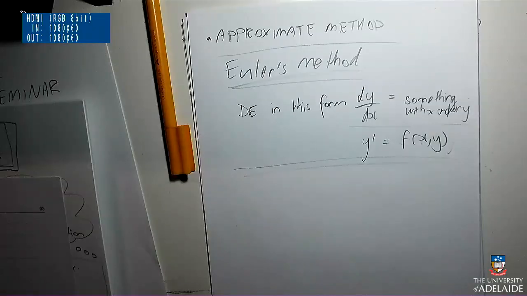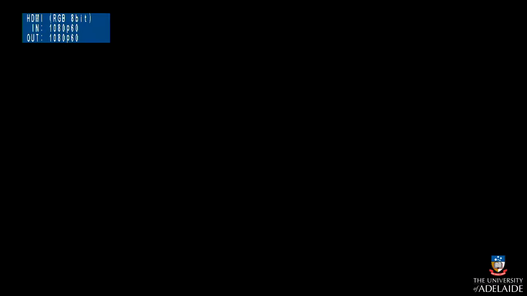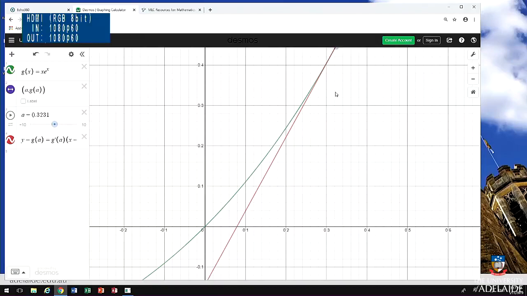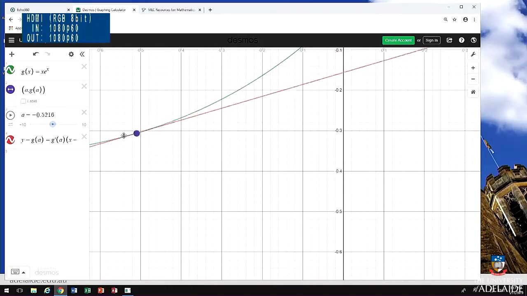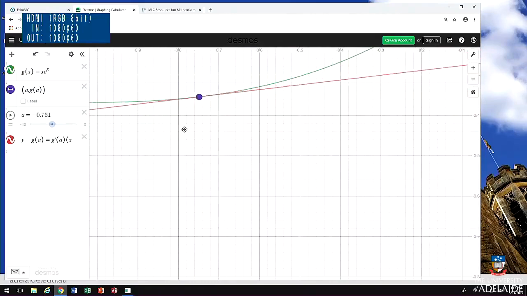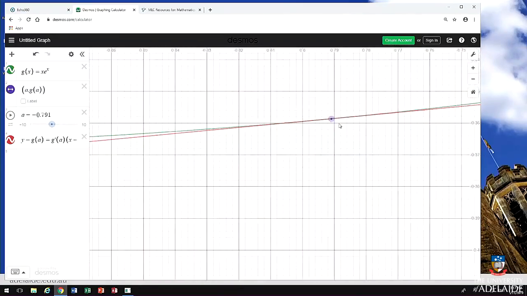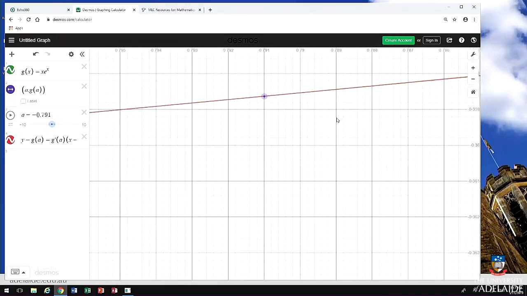Now the approximation's better at some places than others. I'll just go back there. So over here it was fine. But if I was down here near the turning point, I have to go in quite a bit further to get to that point where I can't tell the difference. So that's the idea. It's sometimes better than others.